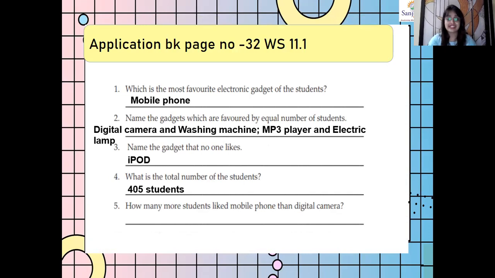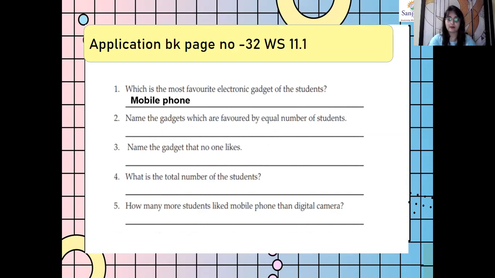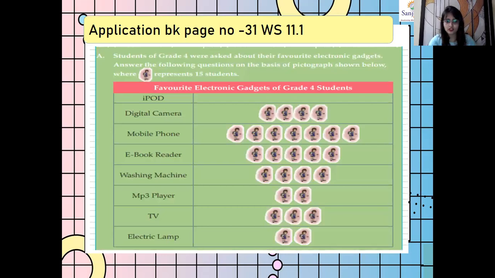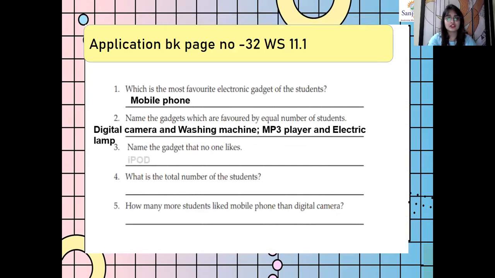How many more students liked mobile phone than digital camera? Now, mobile phone is how much? 1, 2, 3, 4, 5, 6, 7. And digital camera is how much? It's 4, right? So how many more students like mobile phone than digital camera? It is 45 students. So you need to subtract mobile phone minus digital camera, and you get 45 students. So you can copy these answers in your application book page number 32.